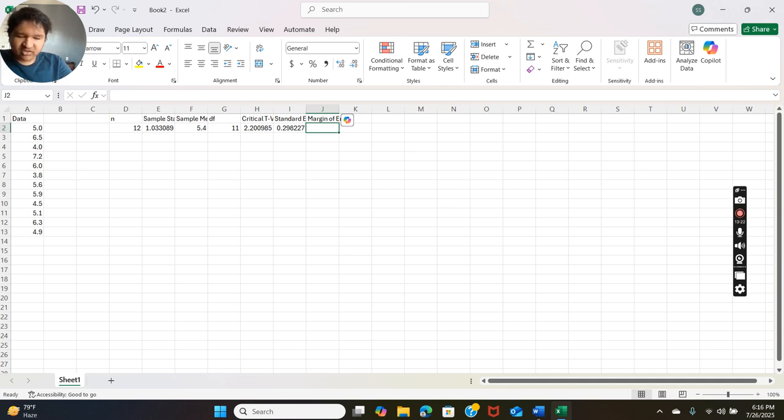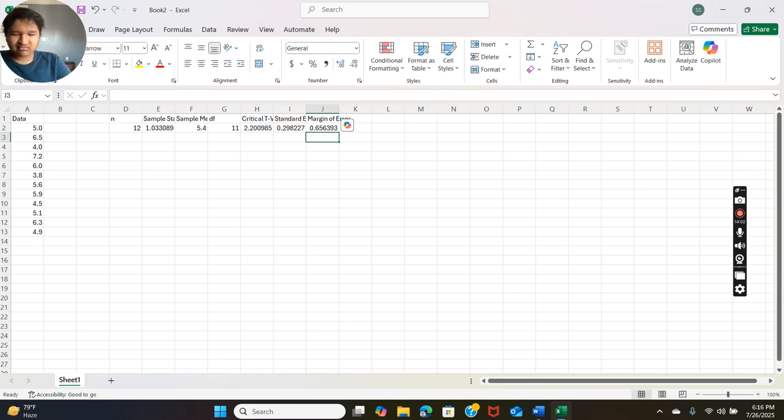The formula for margin of error, again, is the critical t-value times the standard error. So that will be equals. The critical t-value is in cell H2. Then for multiplication, we use the asterisk symbol. And the standard error is stored in cell I2. If you were to type J2 here by accident, since we're working in cell J2, it will give you an error. So just be careful about that.